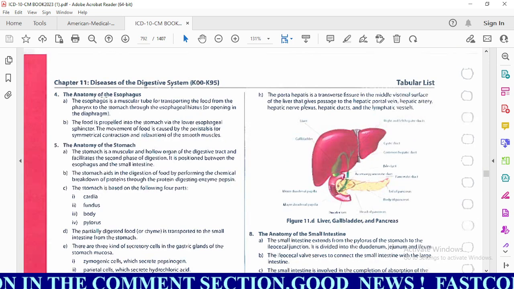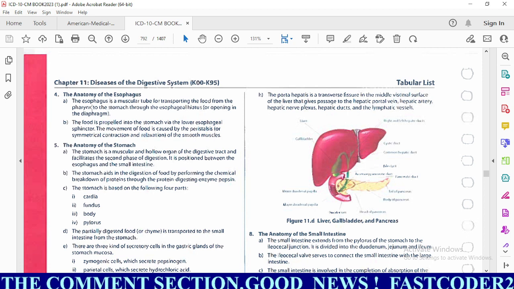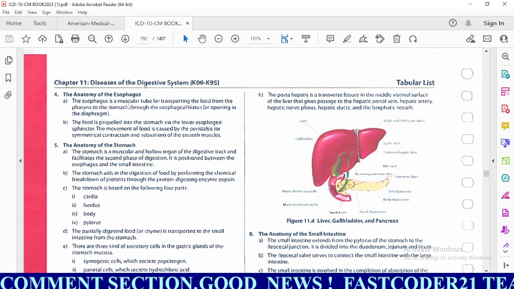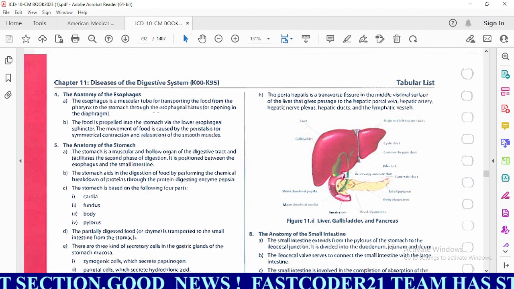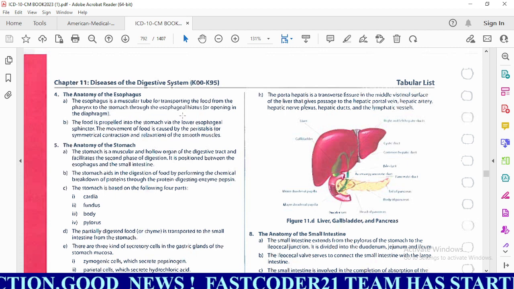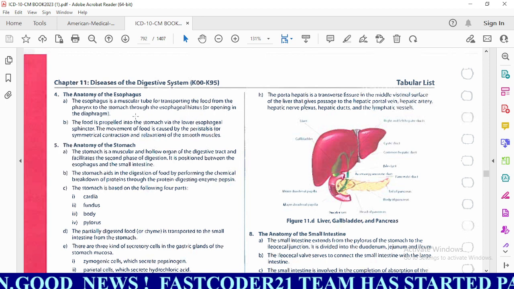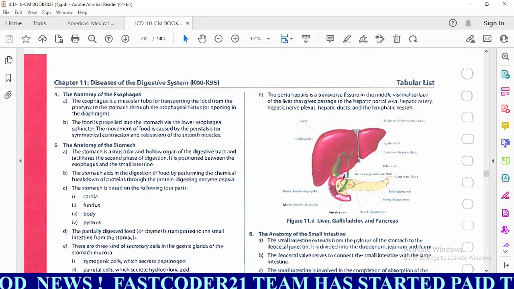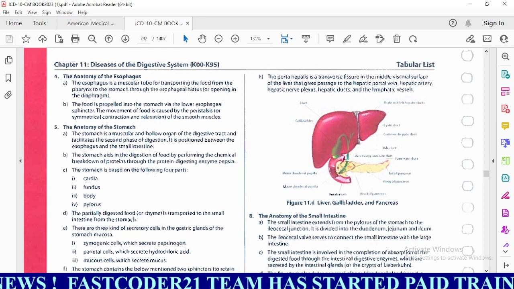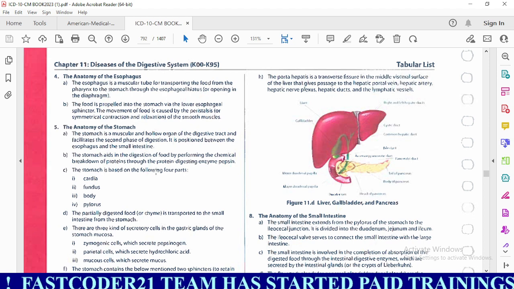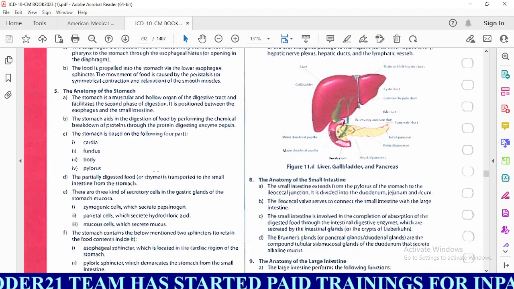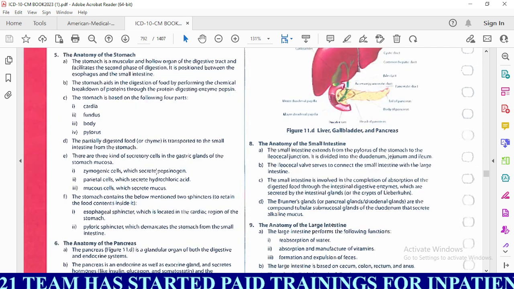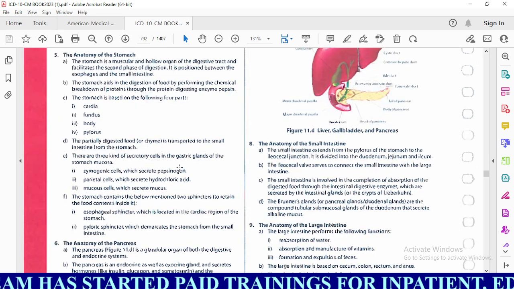See, for example, if you see here, the anatomy of the esophagus. The esophagus is a muscular tube for transporting the food from the pharynx to the stomach through the esophageal hiatus, or opening in the diaphragm. So, in order to code the system procedures, you need to know all this anatomy perfectly. If you know this anatomy, you can code properly.